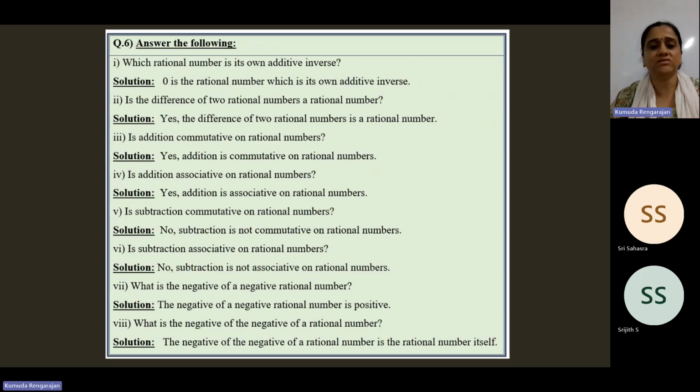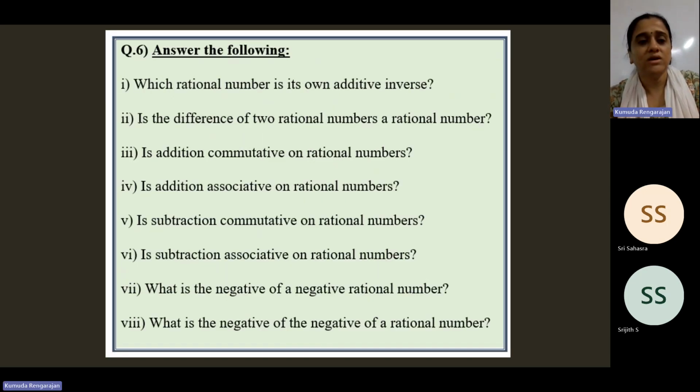If you go through all the answers, this is how you write it. When they ask you is, you should not write true or false. You must write yes, no. They're asking you, is the difference? Is it? Yes, no. Don't write true, false.